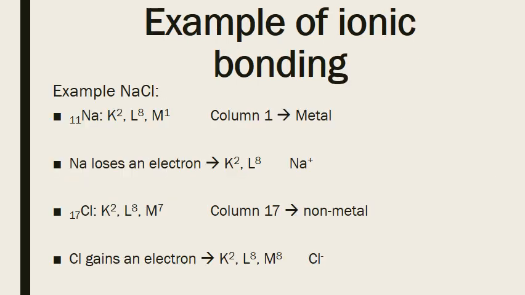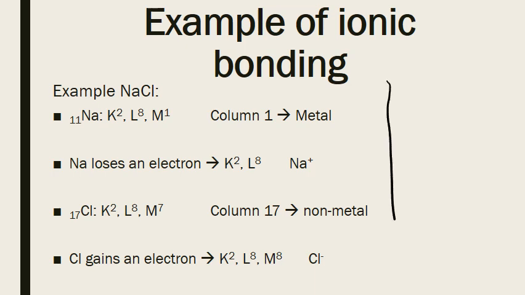An example of ionic bonding is NaCl. Na is in column 1, so therefore it's a metal, and it loses an electron to become Na+. Cl is in column 17. These tend to gain an electron to become Cl-.